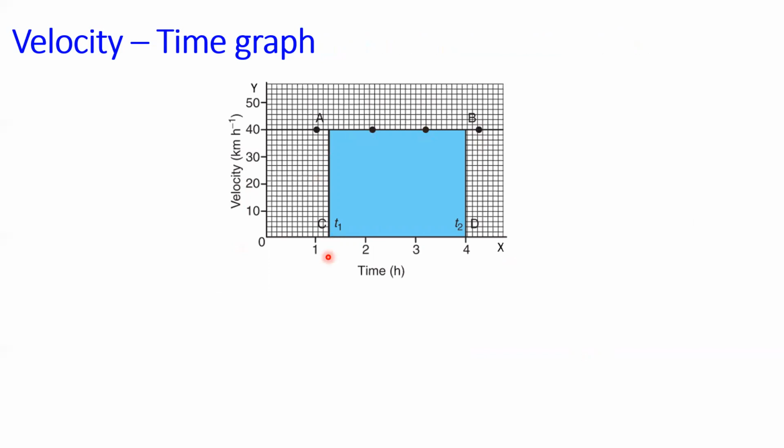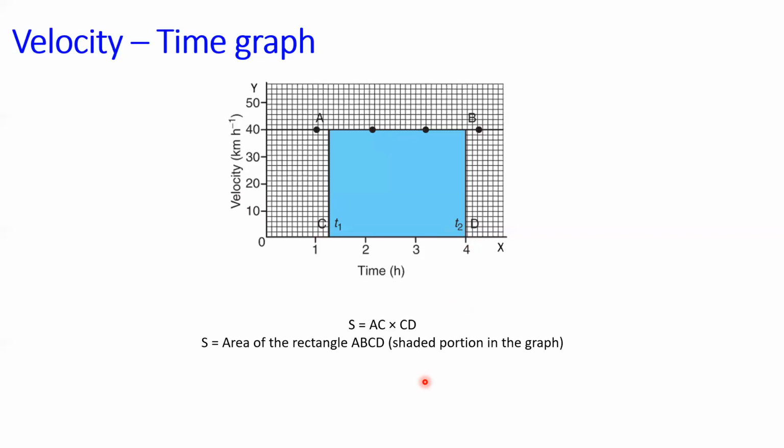The area under the velocity-time graph is equal to the displacement. So displacement by definition can be given by velocity into time, which may be equal to AC into CD. AC and CD will become the two sides of the rectangle. So it becomes length and breadth, which can be given as the area of the rectangle, which is represented along with the blue color part.